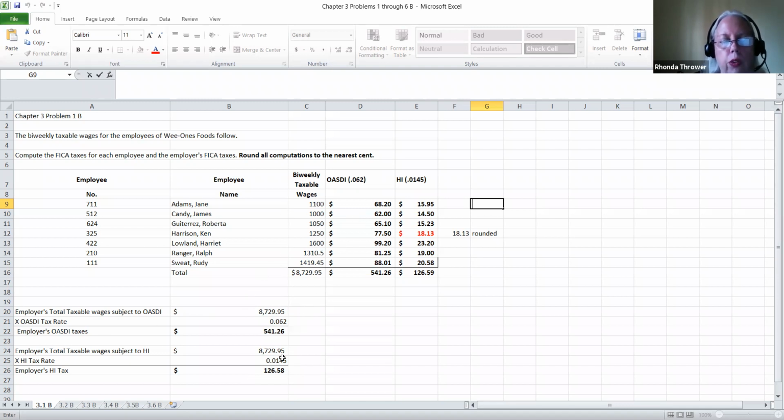You need to use the total wages when you're calculating the employer's taxable wages, not each one of these individually, because there could be rounding errors, which would make a difference. You'll notice there was a rounding error for HI. You see there's a difference here, and that's because we had to round this one individually. So there could be a couple of cents difference between these as far as rounding errors are concerned.